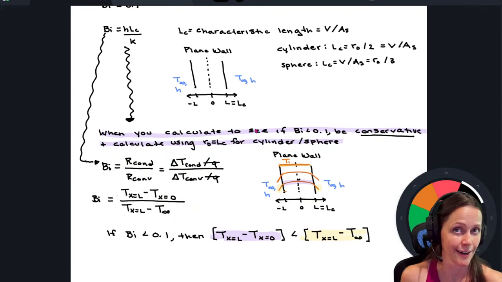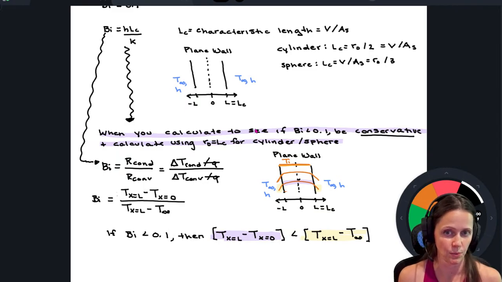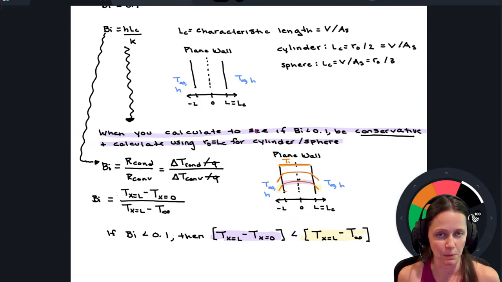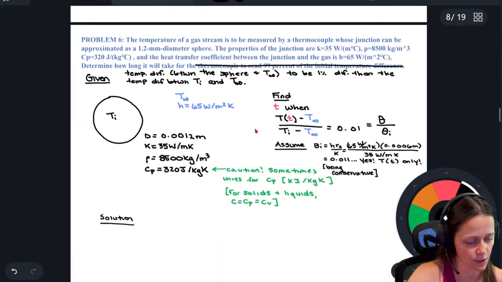I will say that I don't think any of the problems that we're doing will make a difference, but in practice, it's probably a good habit to get into.